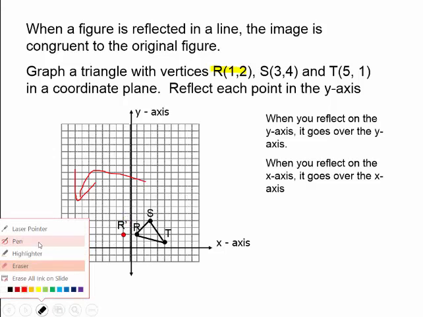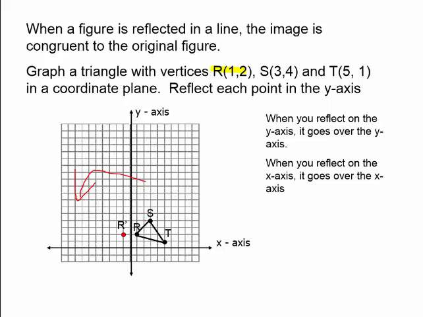So now, looking at my S, it is 1, 2, 3 points away. So 1, 2, 3 points away, and there's my new S. And then my T is 1, 2, 3, 4, 5 from the y-axis. So I go 1, 2, 3, 4, 5 from the y-axis. And there's my new T. And I connect them, and now I've reflected R, S, and T.